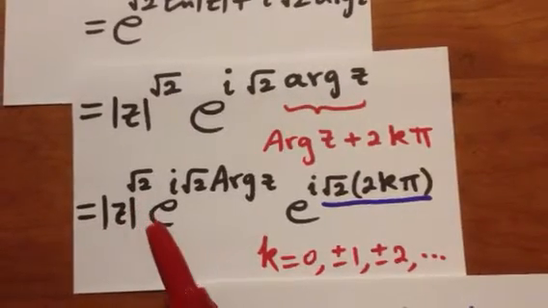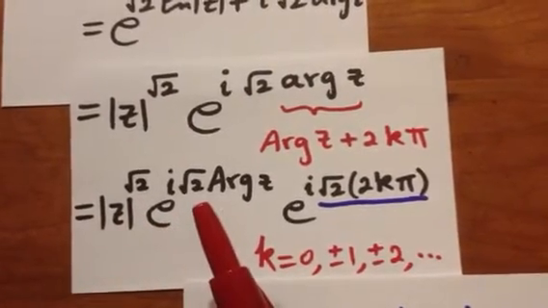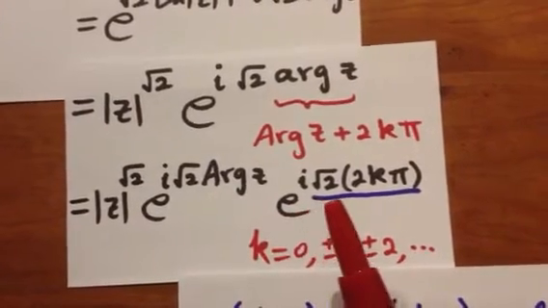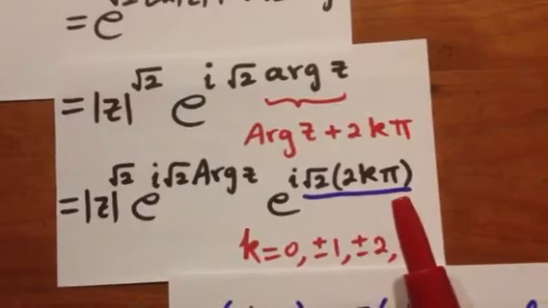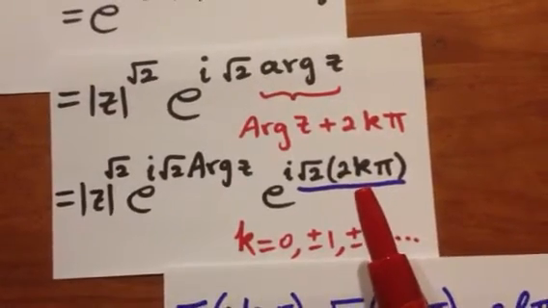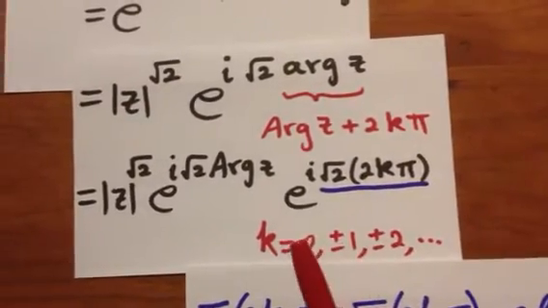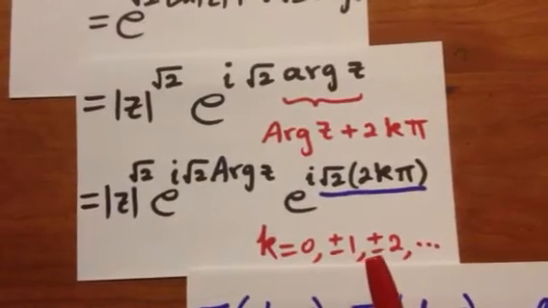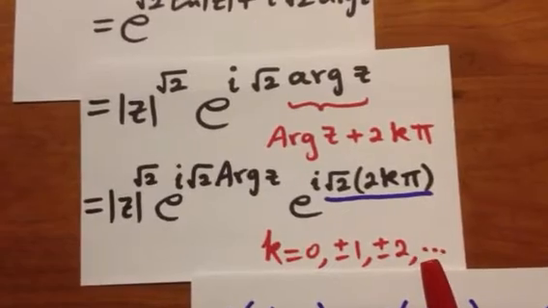absolute value of z to the square root of 2 times e to the i square root of 2 principal argument of z times e to the i square root of 2 times 2k pi, where k can be any of these integers: 0, plus minus 1, plus minus 2, and so on.